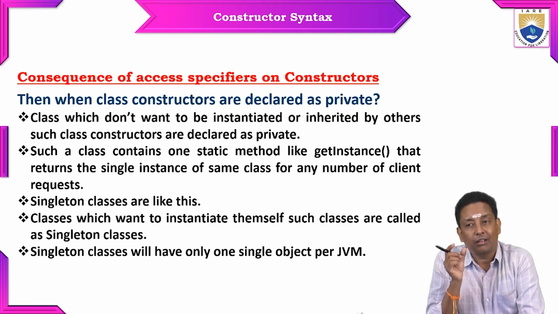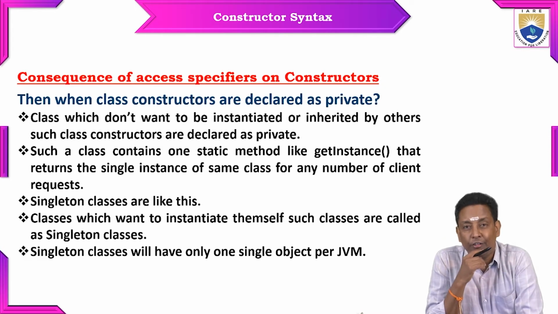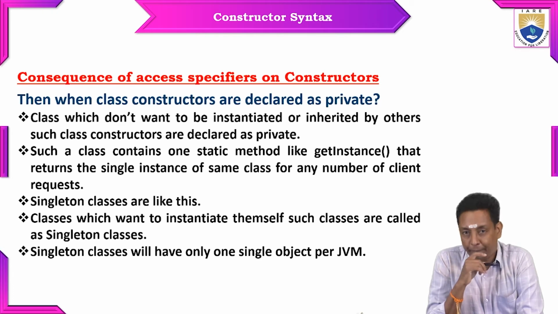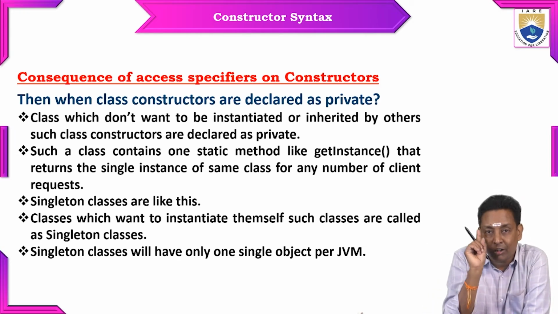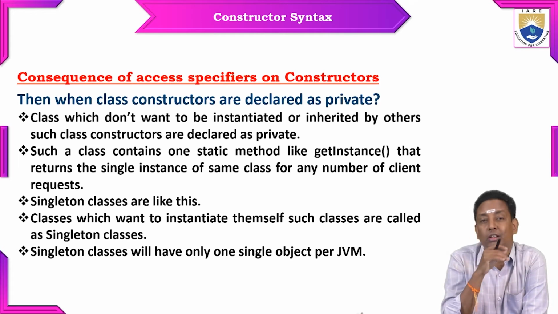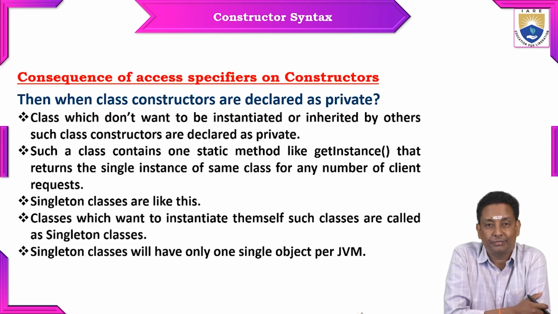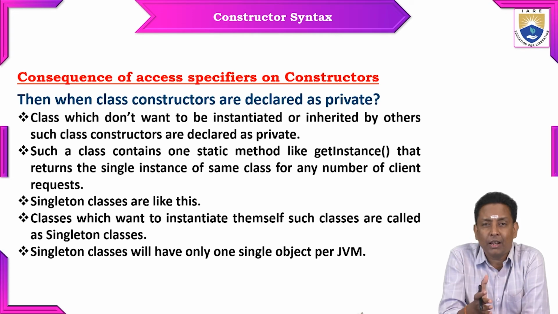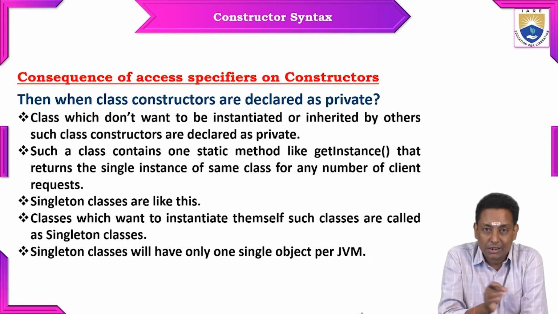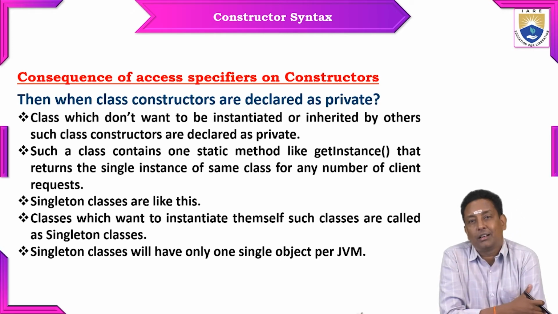Sometimes we'll get a requirement to instantiate only once, to create only one single object of our class throughout the JVM. Our class should not be instantiated multiple times. Such a requirement will come. In the Java API, you'll find many classes which act like that. Such classes are called singleton classes.